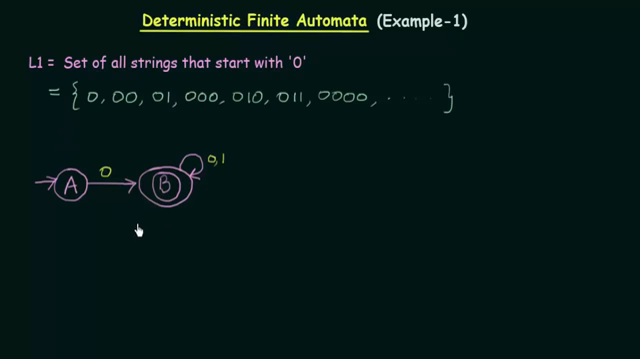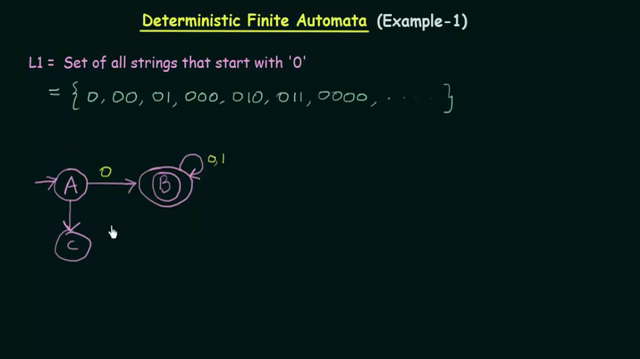And now is this complete? No, this DFA is not complete. Why? Because we already mentioned what will happen if A gets the input 0, but we did not mention what will happen if A gets the input 1. So A is my starting state, and if I get input 1, that means 1 is the first digit. And should that be accepted or not? No, it should not be accepted. I should accept only those strings which start with 0. So if it starts with 1, what will happen? I'll send it to another state which I call state C.